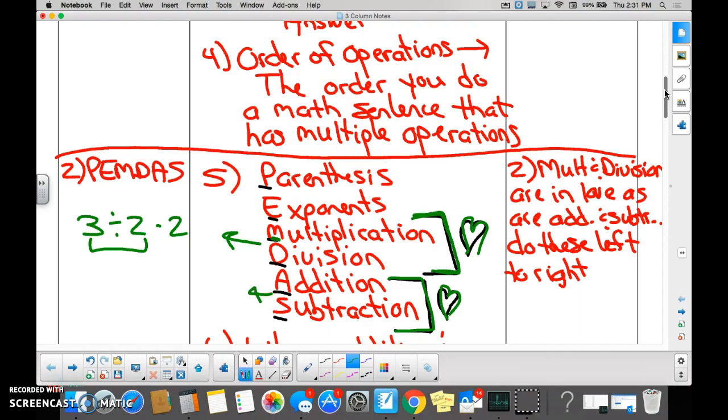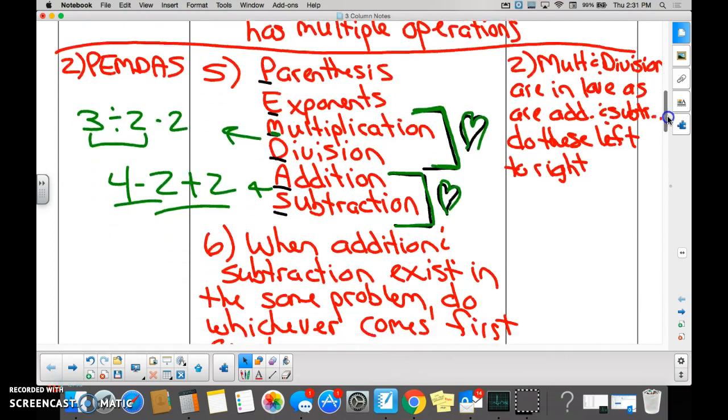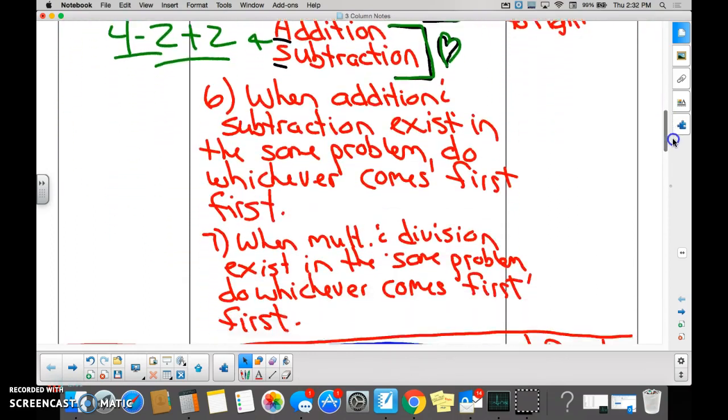Addition and subtraction then, same thing. If we have 4 minus 2 plus 2, what do we do first? The 4 minus 2 or the 2 plus 2? 4 minus 2. 4 minus 2, because again, addition and subtraction are in love, so whichever one comes first, you do first in your operations. Okay, remember that's on the cheat poll. You have it now in your notes, it's on your video. 6 and 7 explain those two rules.